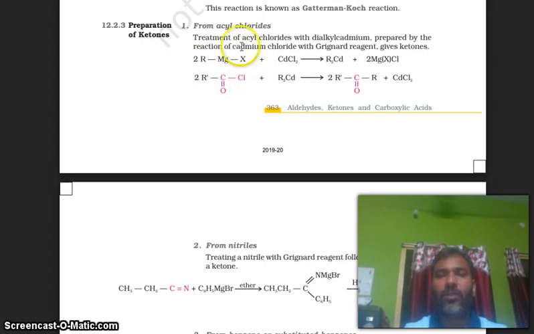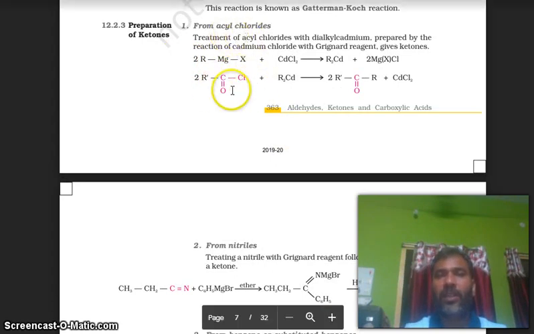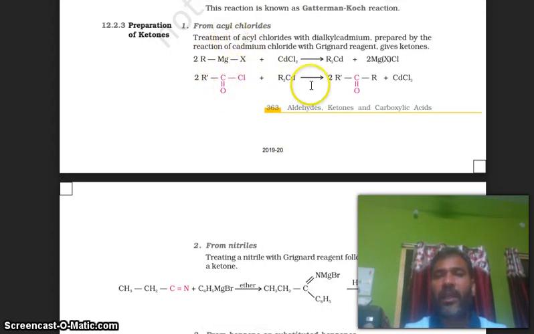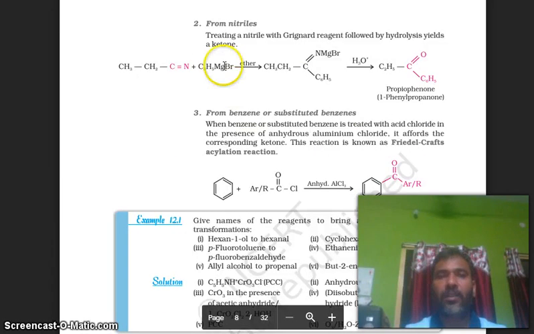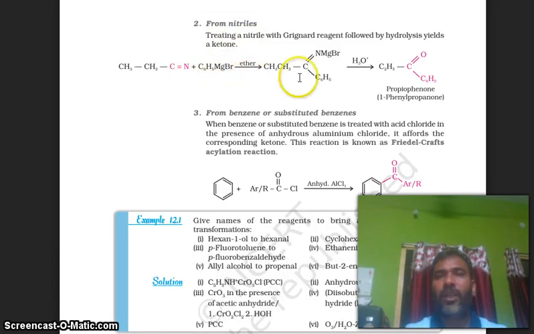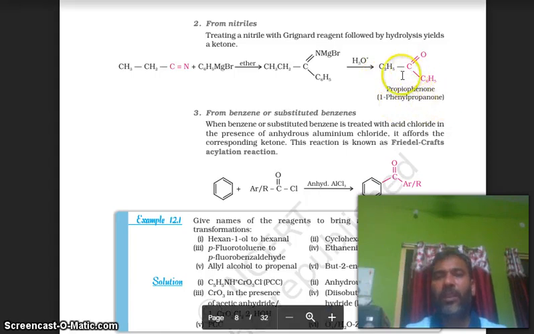Preparation of ketone from acyl chloride: this is acyl chloride, dialkyl cadmium, it will give the ketone. You see, if you have RMgX and cadmium chloride, it will give dialkyl cadmium. And the nitrile reacts with alkyl magnesium halide forming this intermediate, and after hydrolysis gives the ketone.